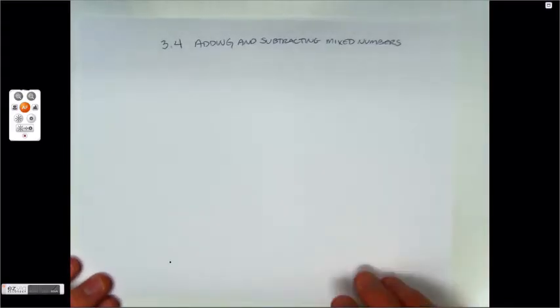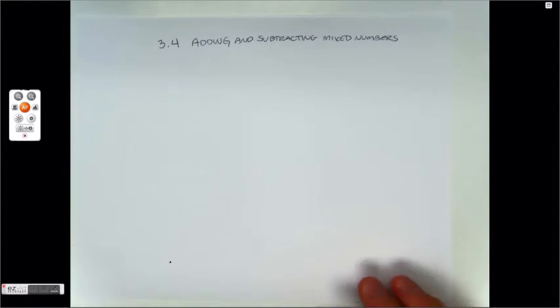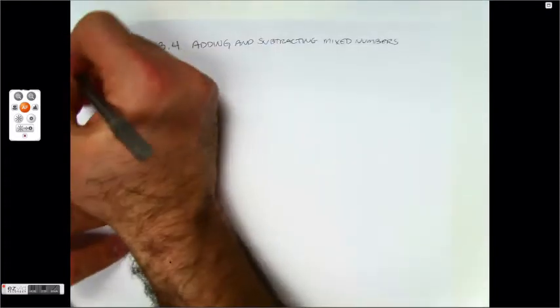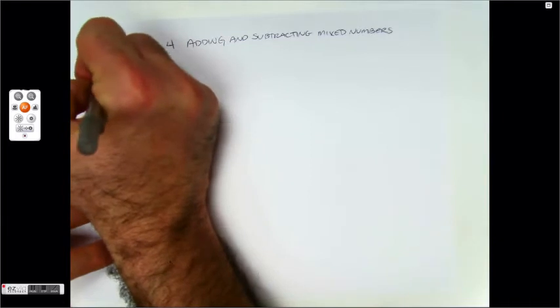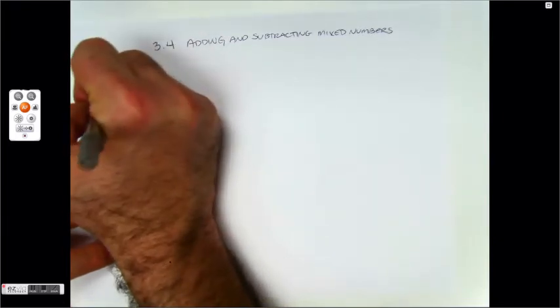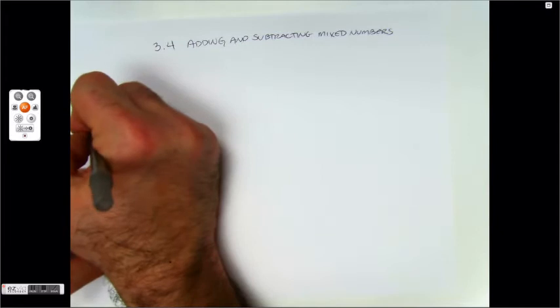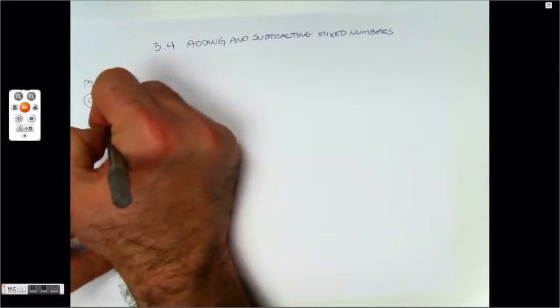Section 3.4, adding and subtracting mixed numbers. Alright, let's go to page 163 and look at example 1. We have 3 and 2/7 plus 5 and 3/7.